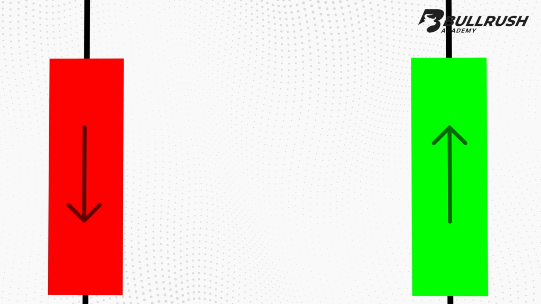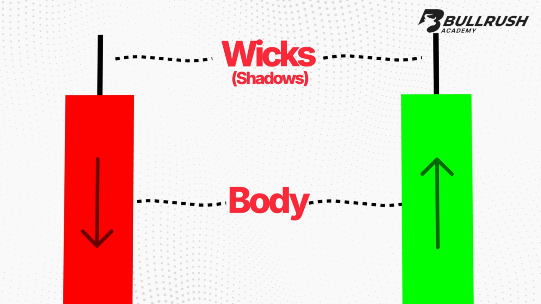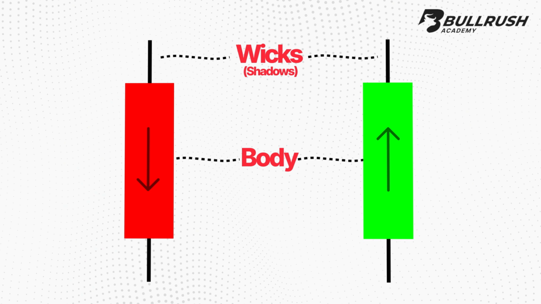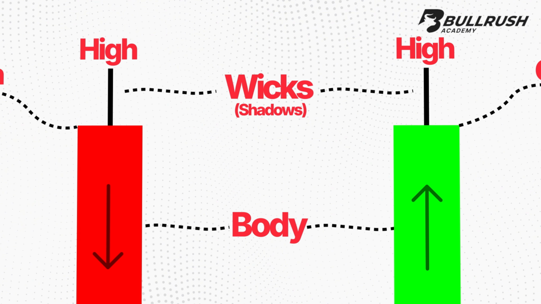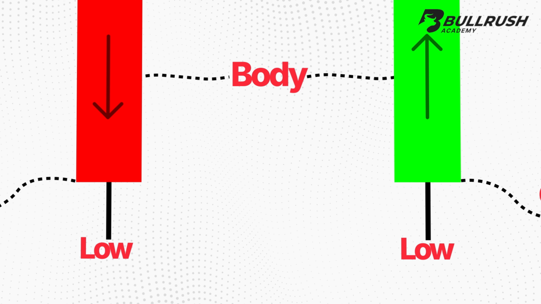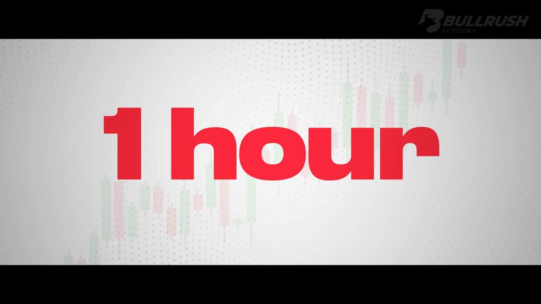Each candlestick consists of two main parts: the body and the wicks, which are also known as shadows. The body represents the difference between the opening and closing prices. The upper wick shows the highest point the price reached. The lower wick indicates how low it actually dropped. Candles are formed over specific time frames, whether it's 1 minute, 1 hour, or 1 day.